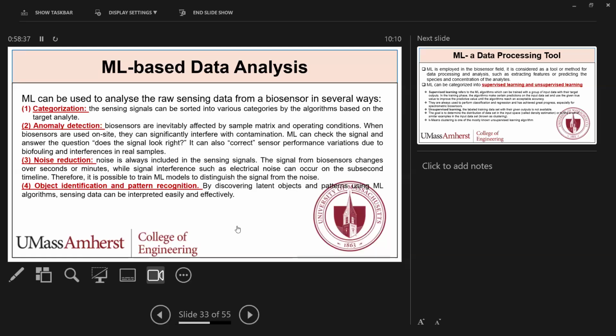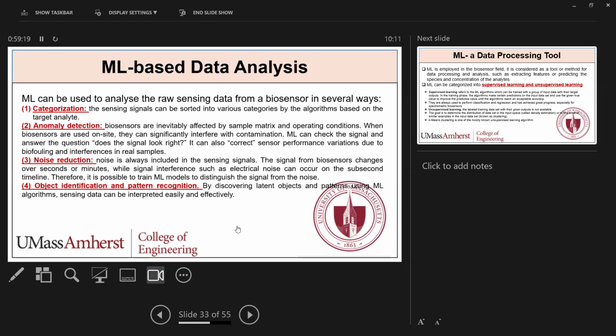As I mentioned, what exactly does machine learning do? In several ways, it categorizes the sensing signals into various categories. We have a lot of electrochemical signals. First, it has to categorize based on the particular analyte, which is the protein. And then anomaly detection: it has to detect what the faults are, or what things affect the signal. When a biosensor is used on site, contamination can significantly interfere. So machine learning can check the signal and answer the question: does the signal look right? That is anomaly detection for cancer prediction.